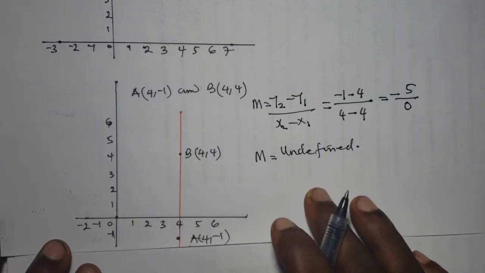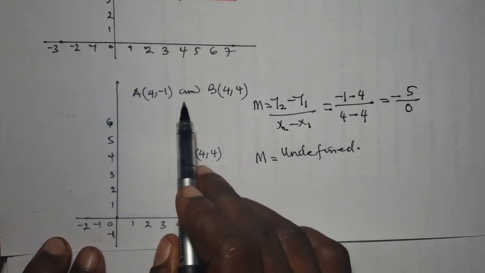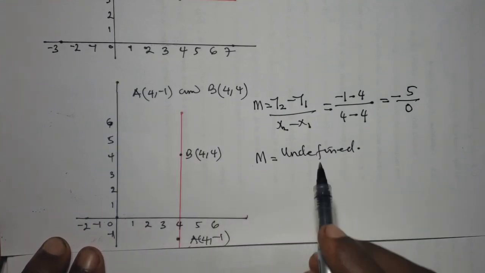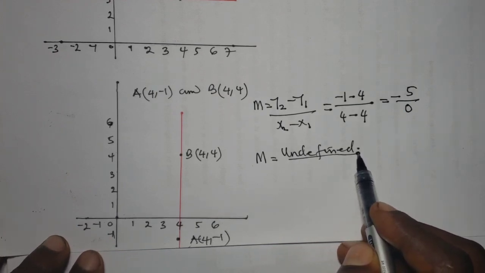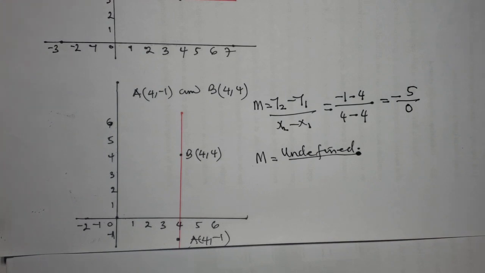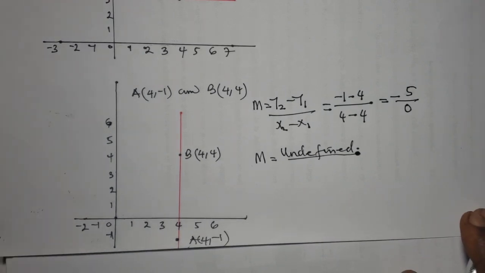Now the remark we make here is that the slope of all vertical lines is what? Undefined. It's undefined. Okay. So in our next class, we shall look at parallel lines.